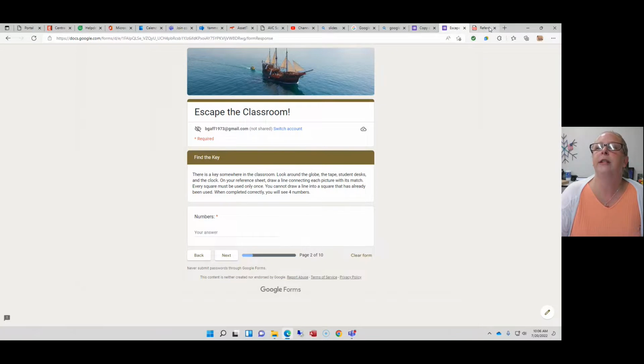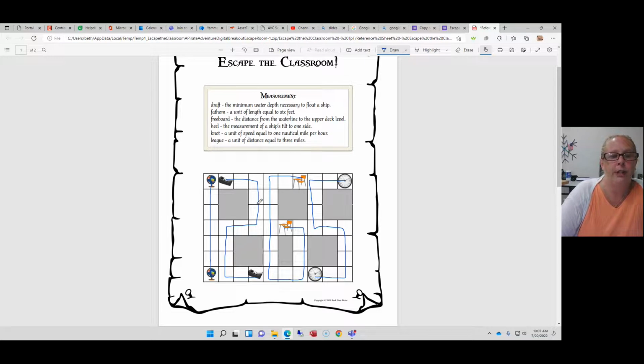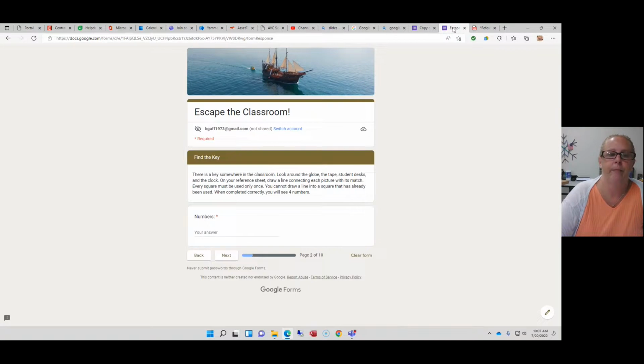Okay, so this is our reference sheet, and this is what they're saying is going to create a number. So I'm just going to use my drawing tool, and it says I have to match my pictures. So I'm going to match my world to my world, and I'm going to draw a line to that. And then I'm going to draw a line to my tape measure, and to my chair, and to the clock. So if we look, we can see the numbers 1, 2, 6, 5. So on my answer, I'm going to put 1, 2, 6, 5.